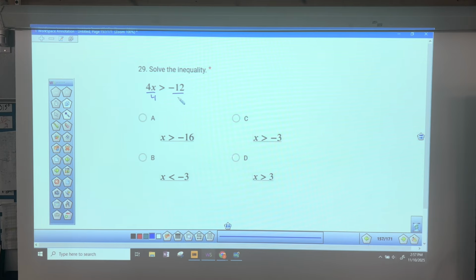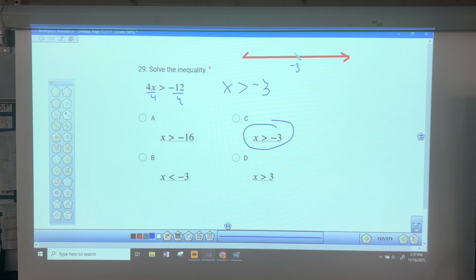Divide both sides by 4. X is going to be greater than negative 3. However, sometimes they'll ask us to graph this. So if you're given a number line, negative 3 gets an open circle. You don't fill it in because there's no line under it. And then the arrow, notice because the x value is on the left, the arrow points to the right. So the solution set is going to go off towards the right. So if they ask you to graph it, that's what the graph would look like with an open circle at negative 3. X is greater than negative 3 is the solution.